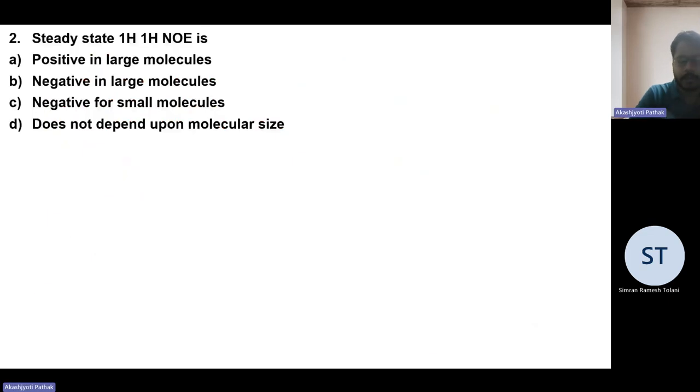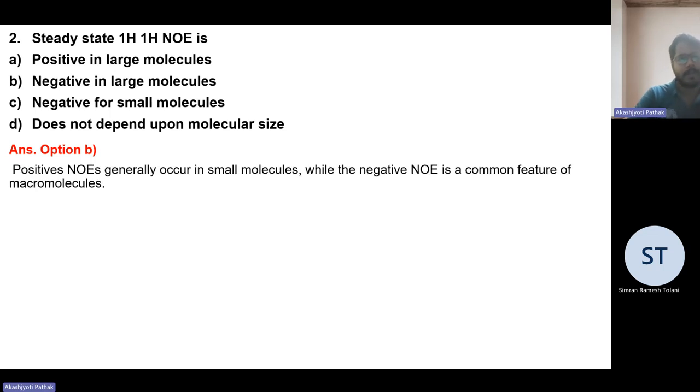Now we'll look into the next question. Steady state 1H NOE is positive in large molecules, negative in large molecules, negative for small molecules, or does not depend upon molecular size. So here the option is B, negative in large molecules. Why? Because the positive NOEs generally occur in small molecules, while the negative NOE is a common feature of macromolecules.